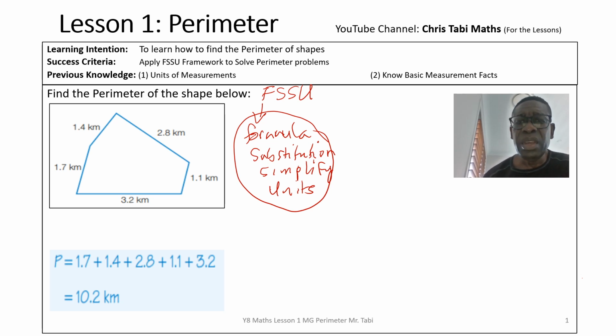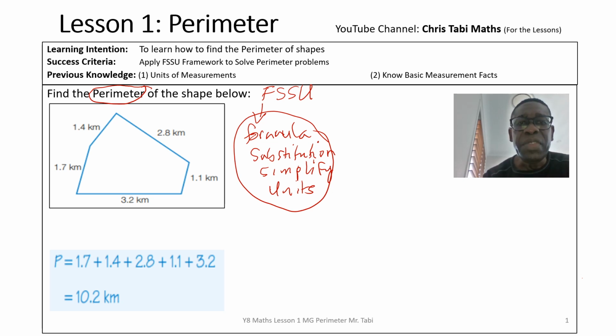Now, from Year 7, we already know the basic measurement facts, and we also know units of measurement. So let's get going. Now, the perimeter of a shape is simply the distance around the shape.